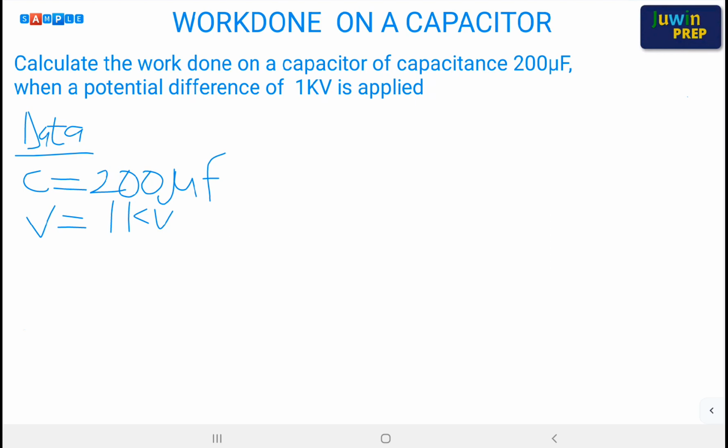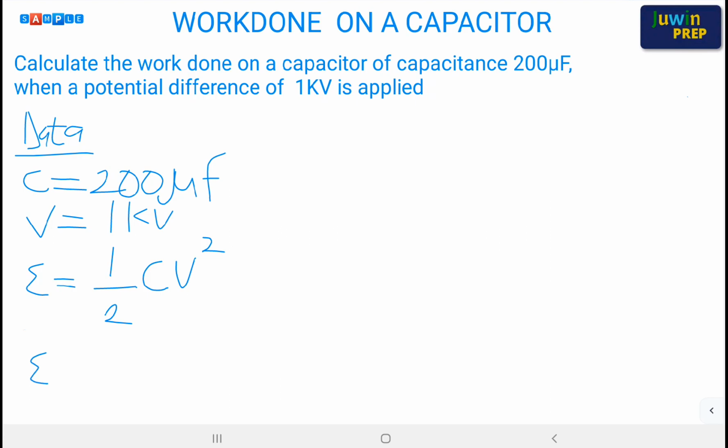Next, the formula to use would come to mind. The formula to make use of here is E equals, it could also be W, it depends, 1 over 2 CV squared. This is the formula that we would use, 1 over 2 CV squared. So the next thing is to just plug in your data.